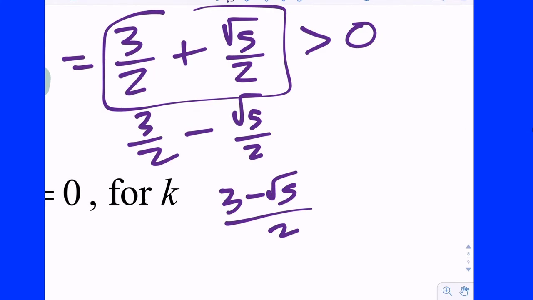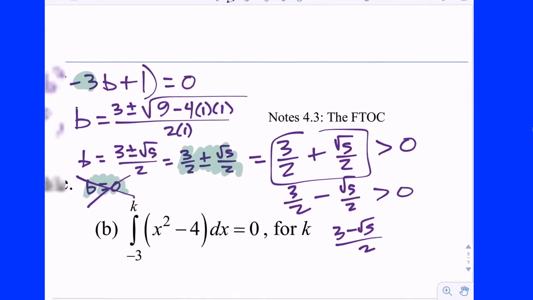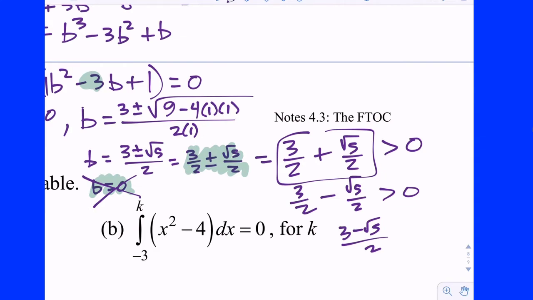Square root of 5 is 2 point something. 3 is bigger than 2 point something, so it's going to be positive. Yeah, so all you need to do is determine that it's positive. You don't need the actual value. So both of those values do work. Both of those values work.